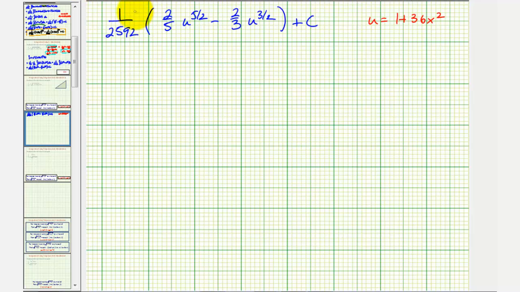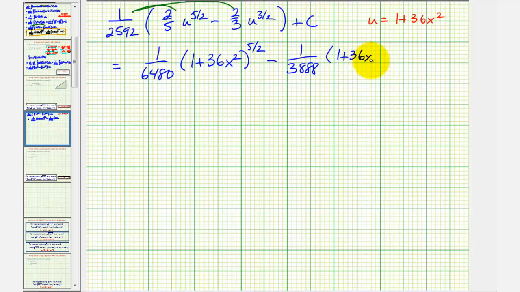When we distribute here, notice how a factor of 2 will simplify out. So our fractional coefficient is going to be 1 over 6,480. And then we have u to the 5/2, which would be 1 plus 36x squared to the 5/2. And now for the second product here, a factor of 2 does simplify out. So we're left with minus 1 over 3,888. And then we have u to the 3/2, which would be the quantity 1 plus 36x squared to the 3/2, and of course plus c. So this would be our antiderivative.